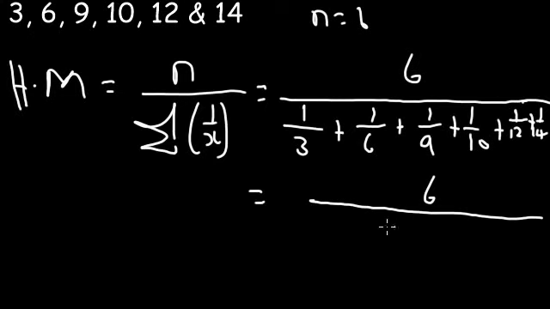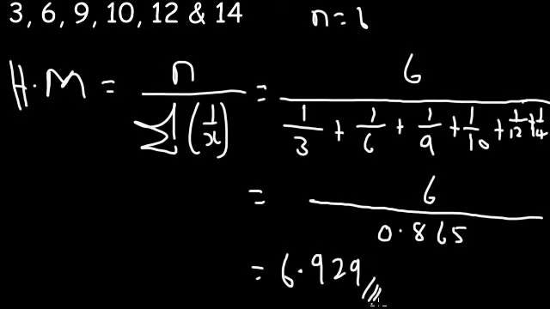In decimal, I got 0.865. So if I divide 6 by that, we got 6.929. So that is our harmonic mean of the distribution. And that's how to find the harmonic mean of an ungrouped data.